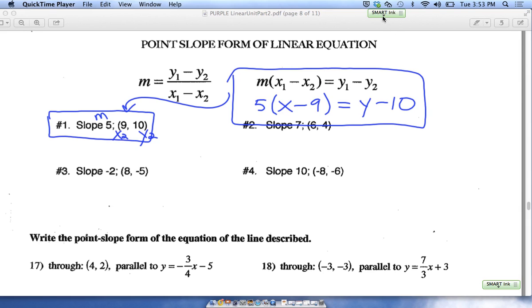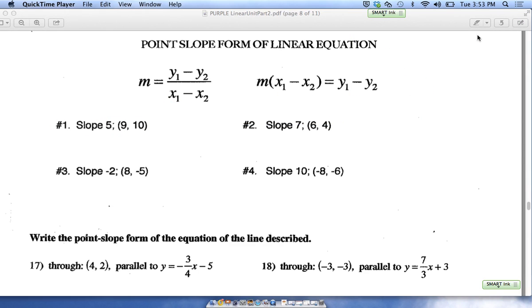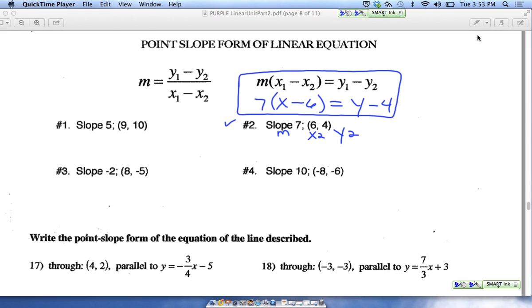It's so simple that it almost seems funny to even have to learn it, but it's just that easy. Looking at number 2, the slope is 7, so that's your m. 6 is x sub 2, and 4 is y sub 2. So to write the information in number 2 in point-slope form, I would have 7 times x minus 6, and that equals y minus 4. And that would be my answer for number 2. Let's do one with negative coordinates to see how that looks.